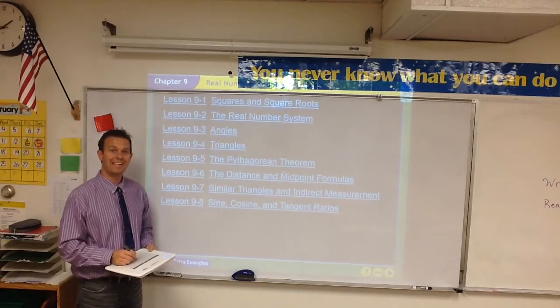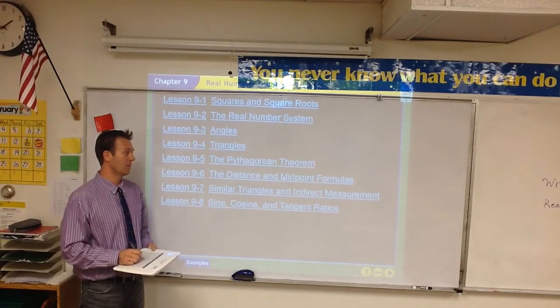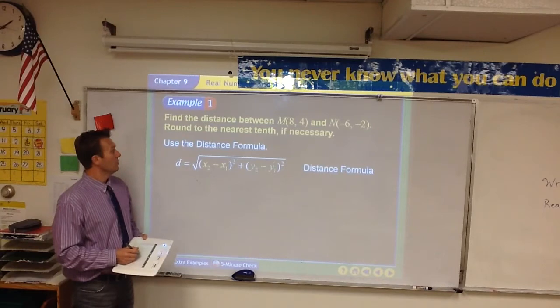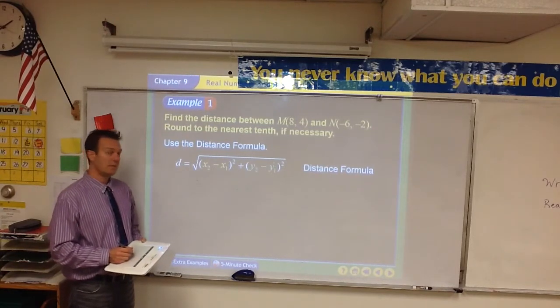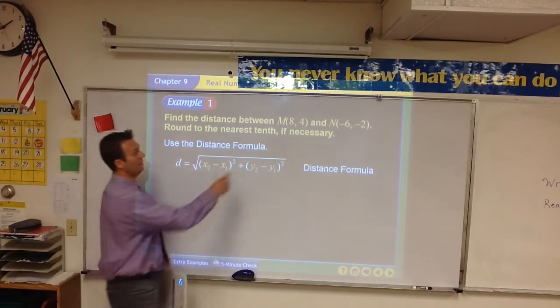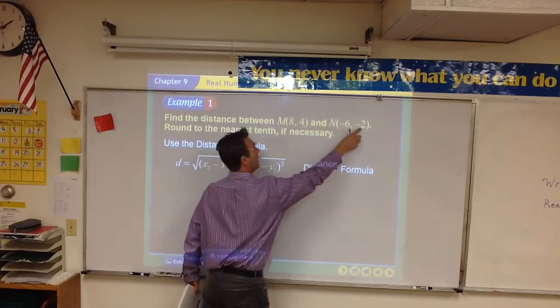Okay, so I'm going to do lesson 9-6, the distance and midpoint formulas, and let's see how this one works today. So the distance formula is set up as the square root of x2 minus x1 squared plus y2 minus y1 squared. You have the coordinates up here, 8, 4, and -6, -2.